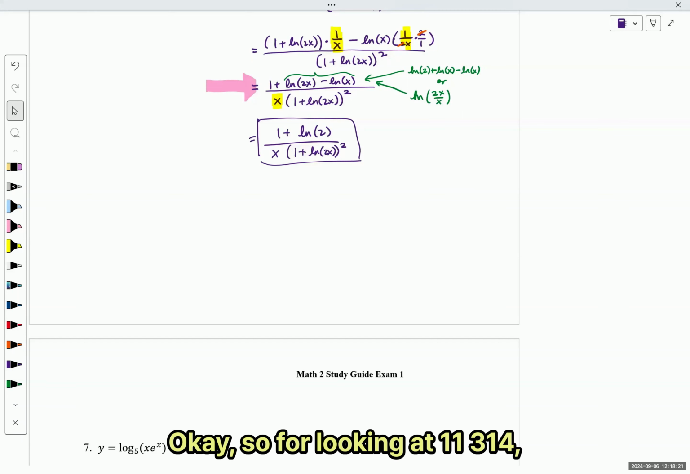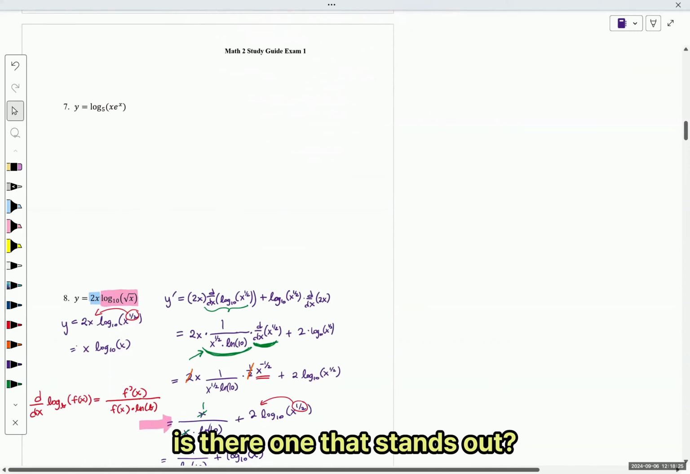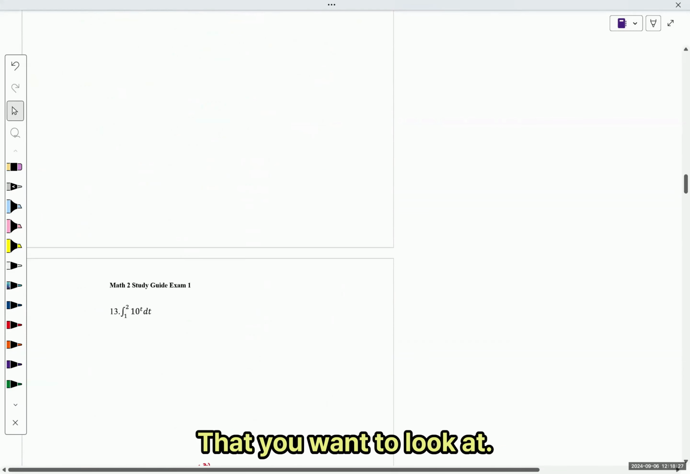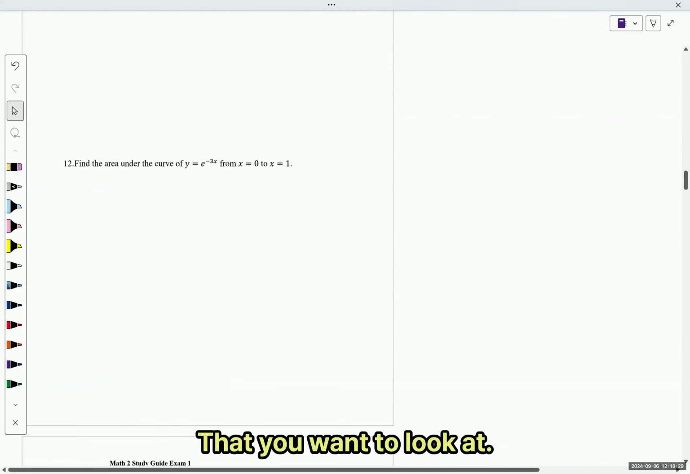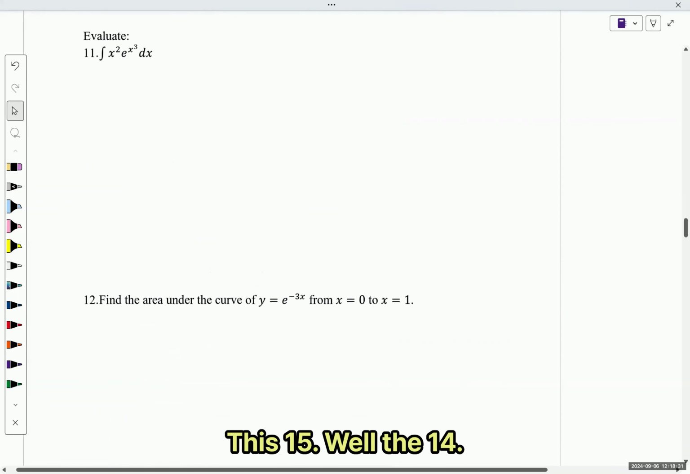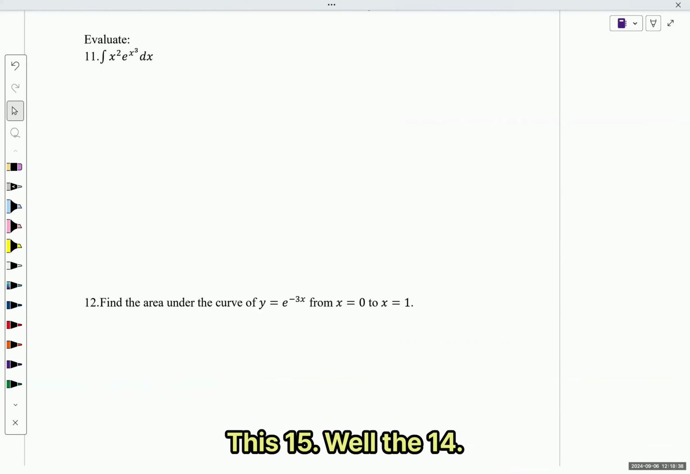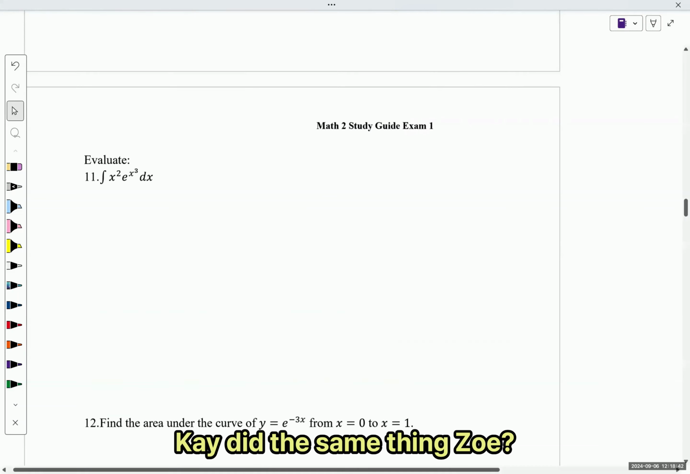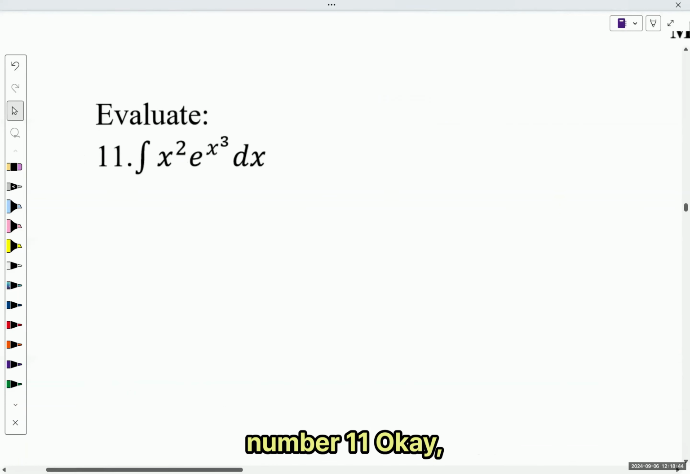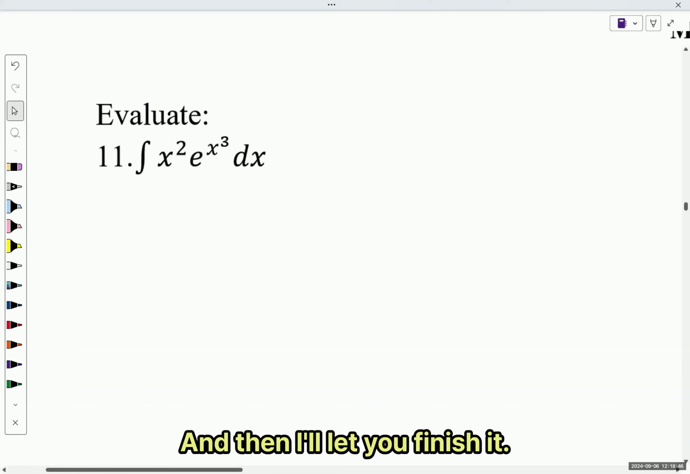Okay, so if we're looking at 11 through 14, is there one that stands out that you want to look at? Fifteen. 15? 11 through 14. You guys are so funny. That's okay. Kay did the same thing. Zoe. Number 11? Okay. Can we start it? And then I'll let you finish it?